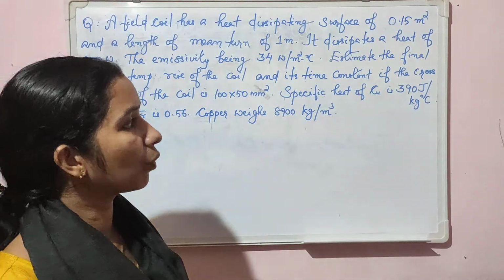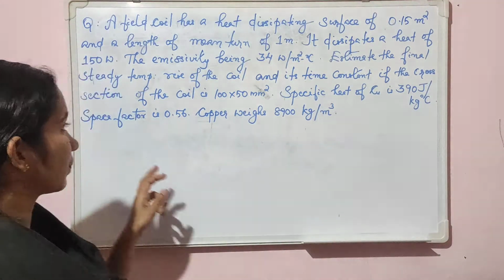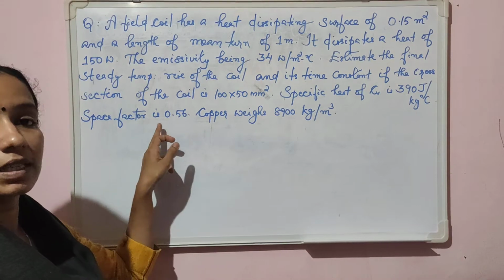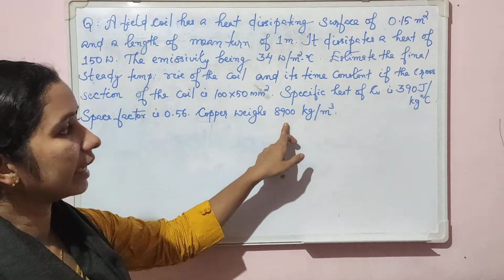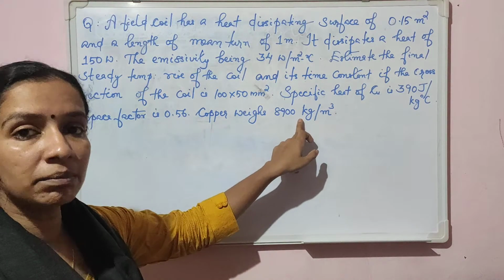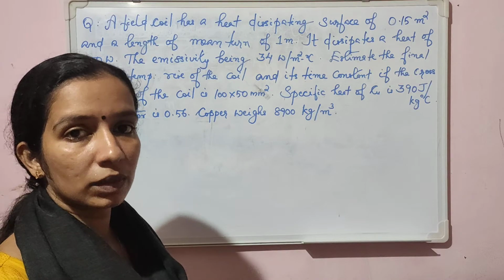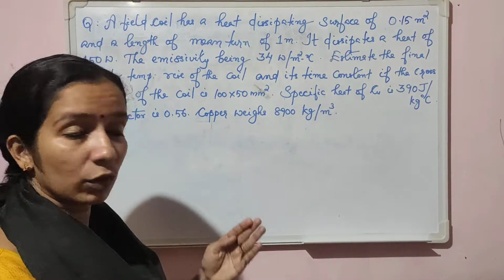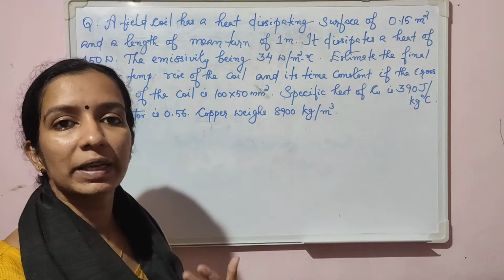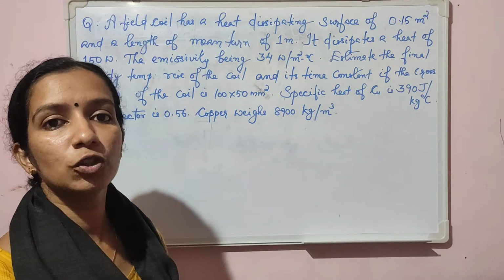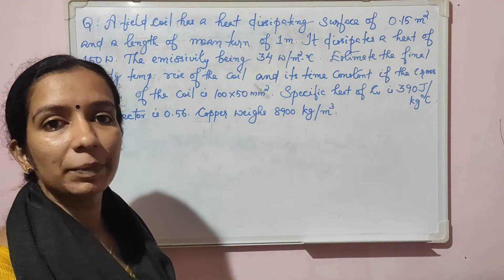Specific heat of copper is 390 joule per kilogram degree Celsius. Space factor is 0.56. The weight of copper is 8900 kilogram per meter cube. So these are the parameters given. So first of all, while watching this video, please note down all the parameters first and then try to do it along with me. Okay, so let us note down the parameters given.